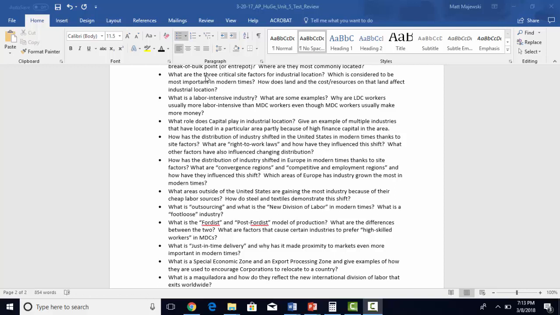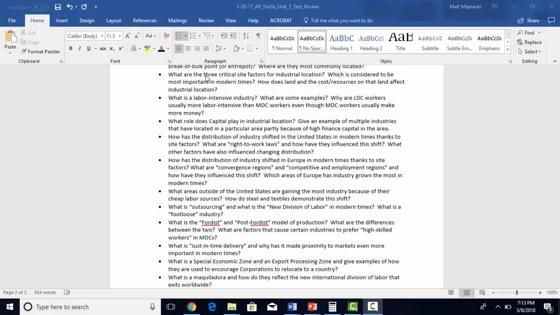How does land and the cost resources on that land affect industrial location? Yeah, I basically think I just described that right there. So oftentimes in modern times, factories want to be single story. They want to be long and large, so everything gets done on one floor for efficiency, for speed. So oftentimes that means factory locations might be in more rural or suburban places as opposed to urban factories of old.